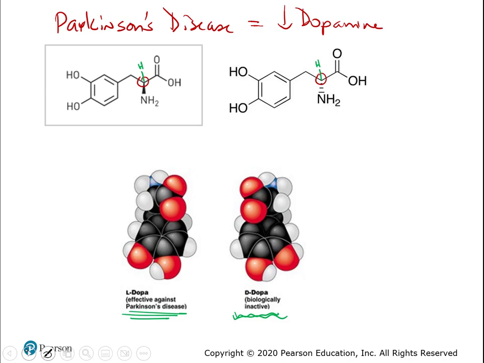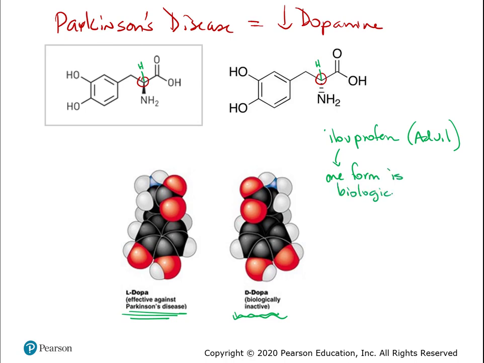So they found a couple of meds that actually have those kinds of characteristics. So one, ibuprofen. Like what's in Advil? Same thing. There is only one chiral carbon, so there's actually a right and left-handed form of ibuprofen. One form has the effects of relieving pain, decreasing inflammation, decreasing fever. So one form is biologically active and does all of the things that you take Advil for. The other one doesn't do anything.